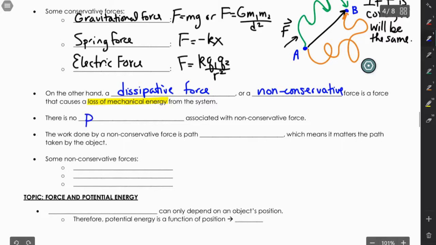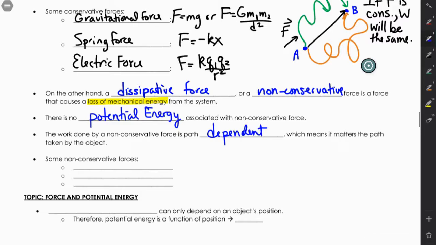Now, on the other side, we talked about how conservative forces have potential energies; non-conservative forces have no potential energy. And the work done by a non-conservative force is path dependent. So it matters how it gets there. The work will be different depending on how it gets there.